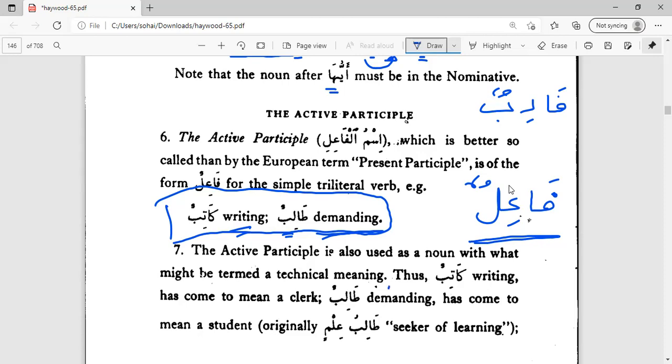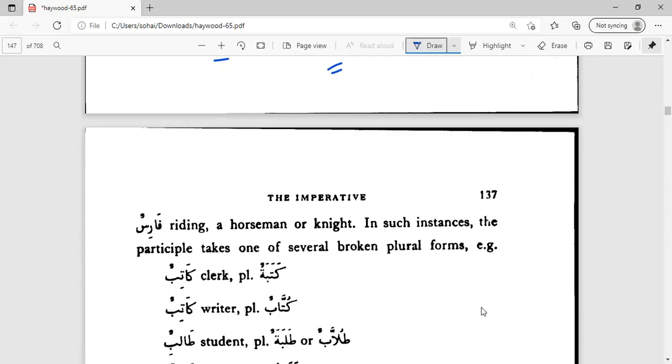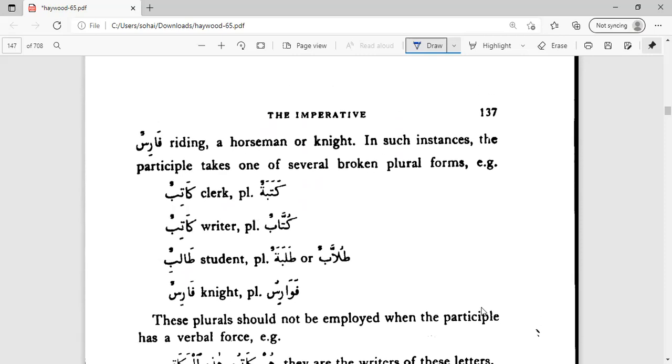So, for example, here he mentions katibun is the one who writes, so we call him clerk. Or talibun is the one who demands or seeks, so it comes to mean student, because originally it was talibu ilmin, the seeker of knowledge. Does that make sense? Any questions? Okay. When you do the exercise, inshallah, you would need to go back and make sure you understand. That's fine. Farisun, riding, a horseman or a knight.